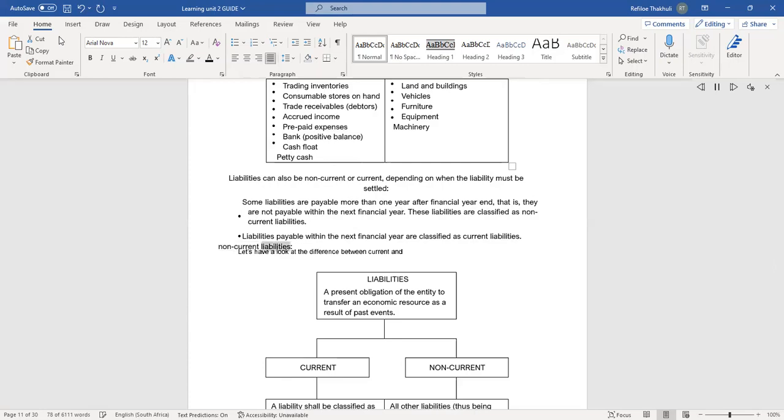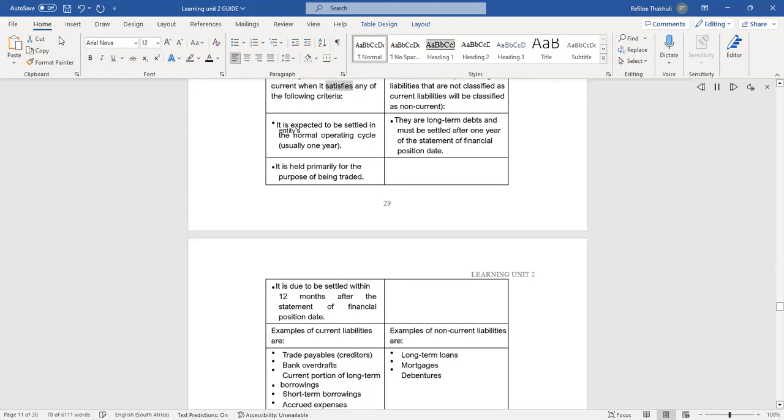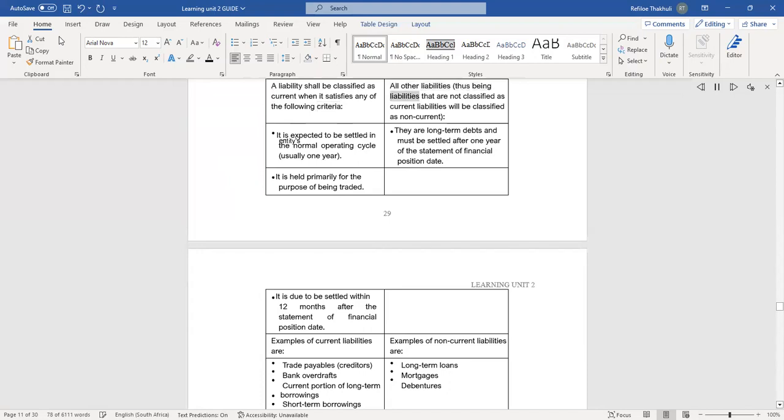Liabilities: a present obligation of the entity to transfer an economic resource as a result of past events. A liability shall be classified as current when it satisfies any of the following criteria. All other liabilities, thus being liabilities that are not classified as current liabilities, will be classified as non-current. It is expected to be settled in the normal operating cycle, usually 1 year. Non-current liabilities are long-term debts and must be settled after 1 year of the statement of financial position date.